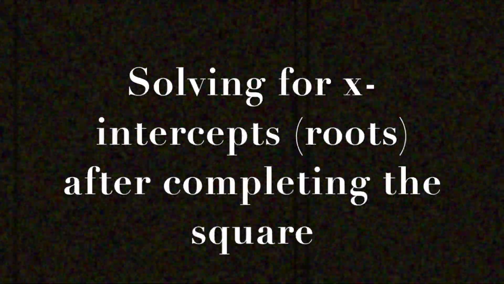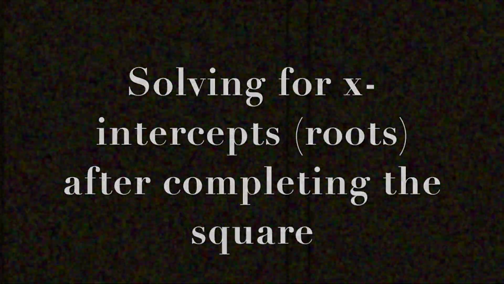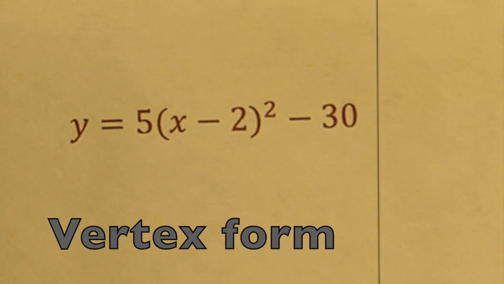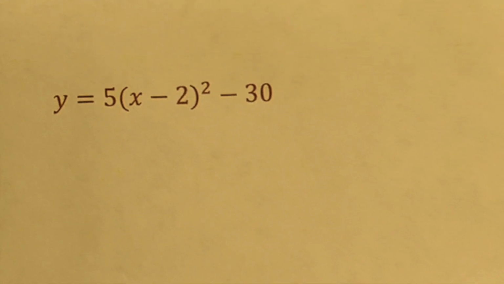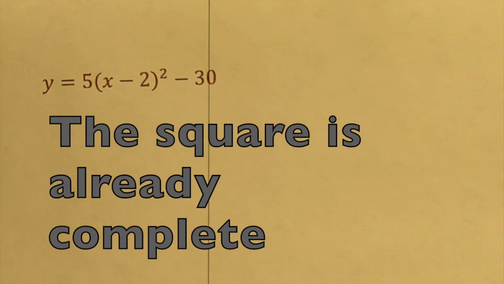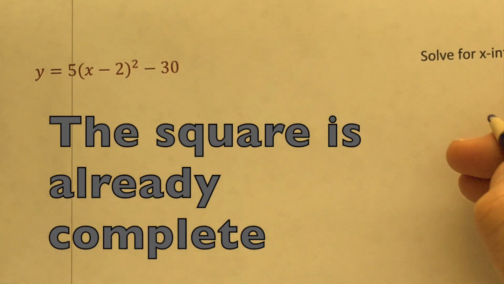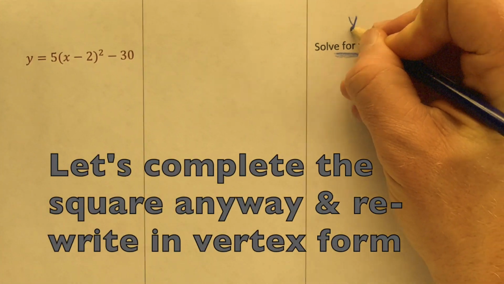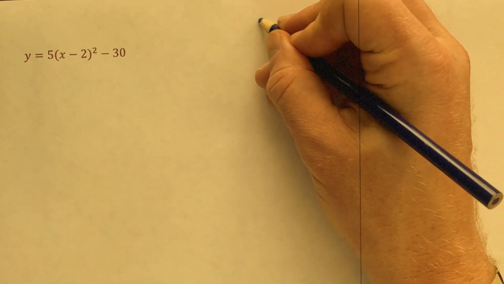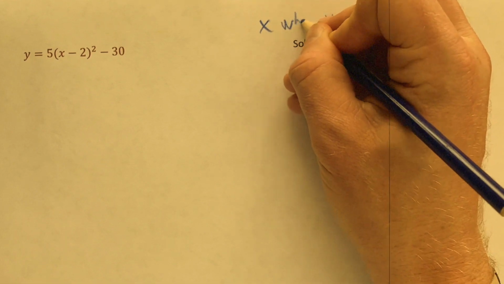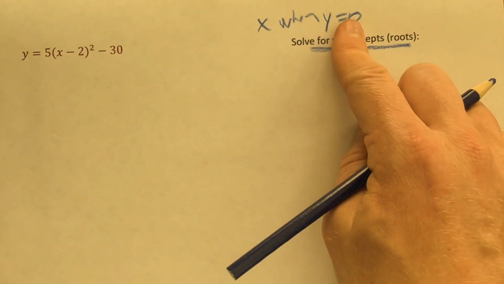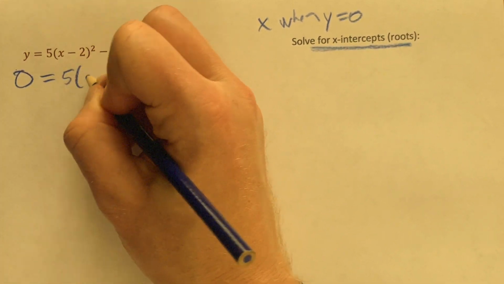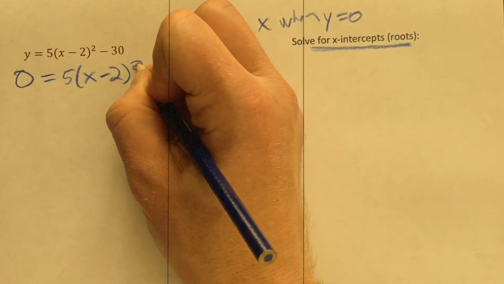What do we do once we have the square completed? We can solve for x-intercepts, the roots, after completing the square. You may have y equals 5 times x minus 2 squared minus 30. The square is already complete. What can we do with it now? We can solve for x-intercepts, roots. So let's do that. Your roots, or your x-intercepts, those are the values of x when y equals 0. Flip that y to 0, and let's go ahead and solve.